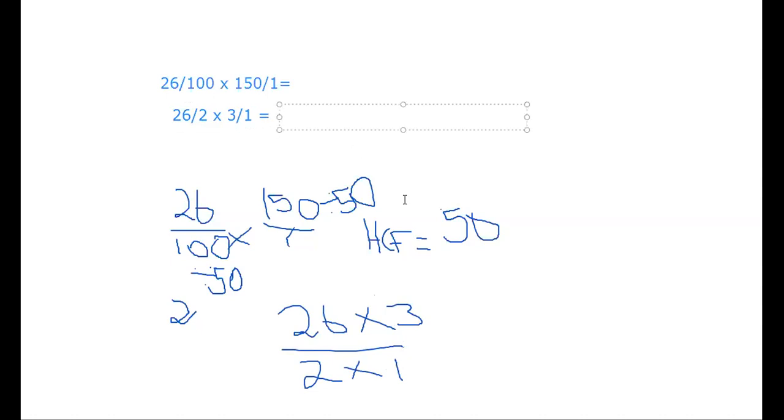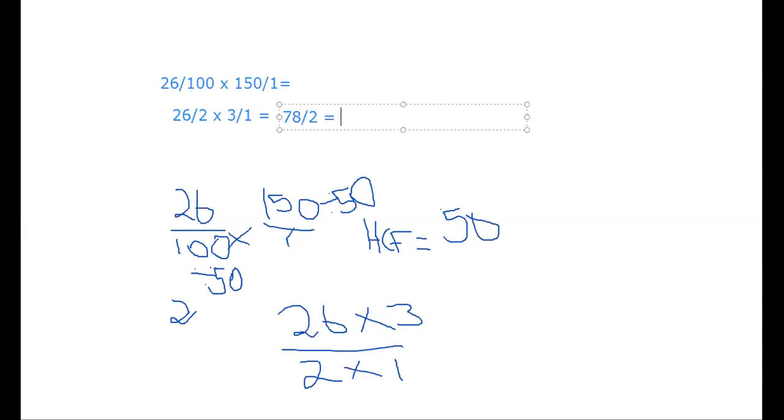After doing that, that will obviously give us a fraction, right? So our answer in this case will be 78 over 2, because 2 multiplied by 1 equals 2, and 26 multiplied by 3 equals 78, right? So now we need to simplify. Guys, you can't leave an answer like this, especially an improper fraction. When you have an improper fraction, you don't leave it like that. It needs to be simplified.